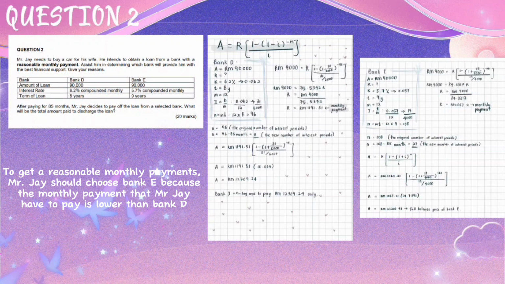So the total amount paid for Bank E is 23,200 ringgit 43 cents. So to get a reasonable monthly payment, Mr. J should choose Bank E, because the monthly payment that Mr. J has to pay is lower than Bank D.